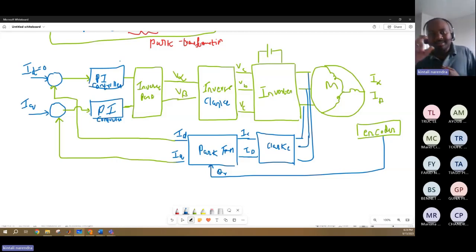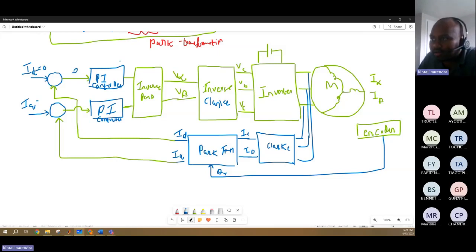So that logic which you implement inside a microcontroller in order to achieve your desired output is called a controller. So there is a logic built into that PI controller that basically pushes. What the logic is like here: this is the ID and this is the IQ that you want to achieve, and this is the actual ID and this is the actual IQ.